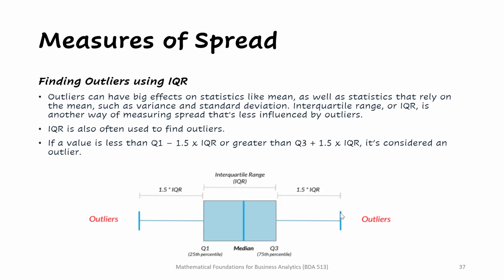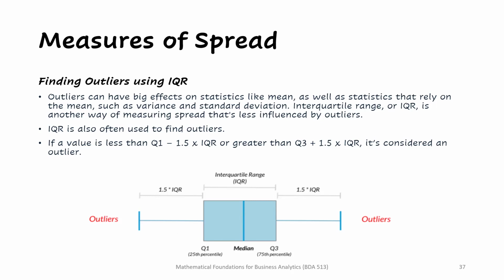So when you've calculated that, any number that is below the minimum number or above the maximum number is an outlier. We have the 25th percentile, the 75th percentile, the maximum number, and the minimum number. Based upon that, you can calculate the outliers.